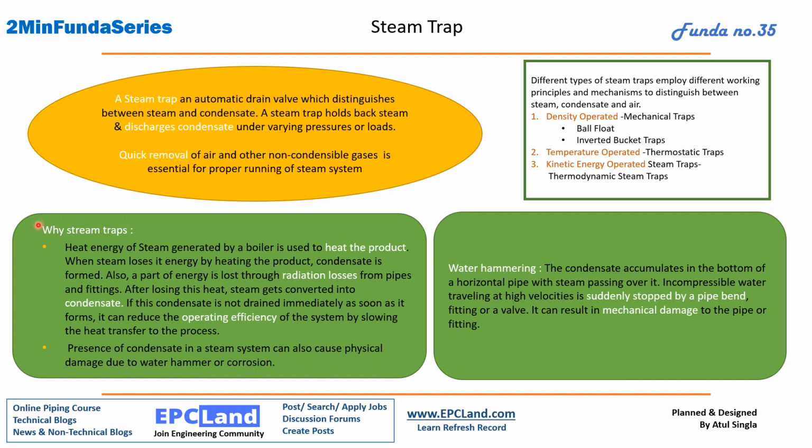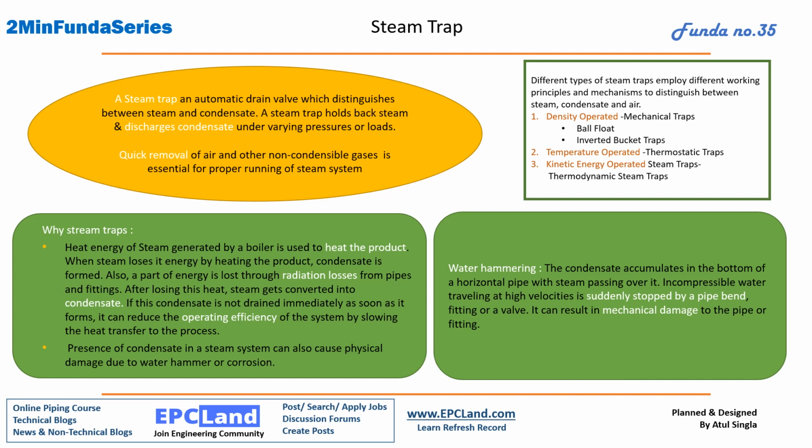Now, why are we using the steam trap? In any plant, we are generating steam by a boiler or some other means. What is the purpose of that steam? We want to heat the product. By using this steam we will heat the product somewhere in the plant, so that's very important. And when steam loses its energy by heating the product, condensate is formed.